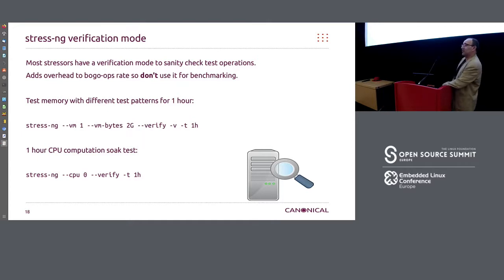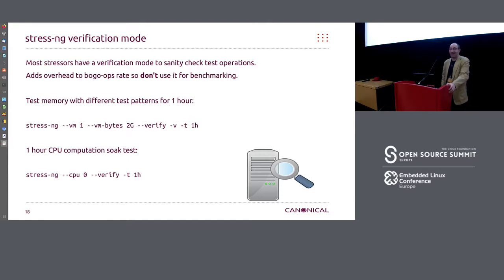Now I said earlier there's a verify mode. This is useful if you want to make sure that the stress tests are actually running correctly and you get sane results. So for the CPU stressor, when you put the verify mode on, it will check that every arithmetic operation after doing a loop looks correct. So when you do a Fourier transform, it makes sure the result is actually sane.